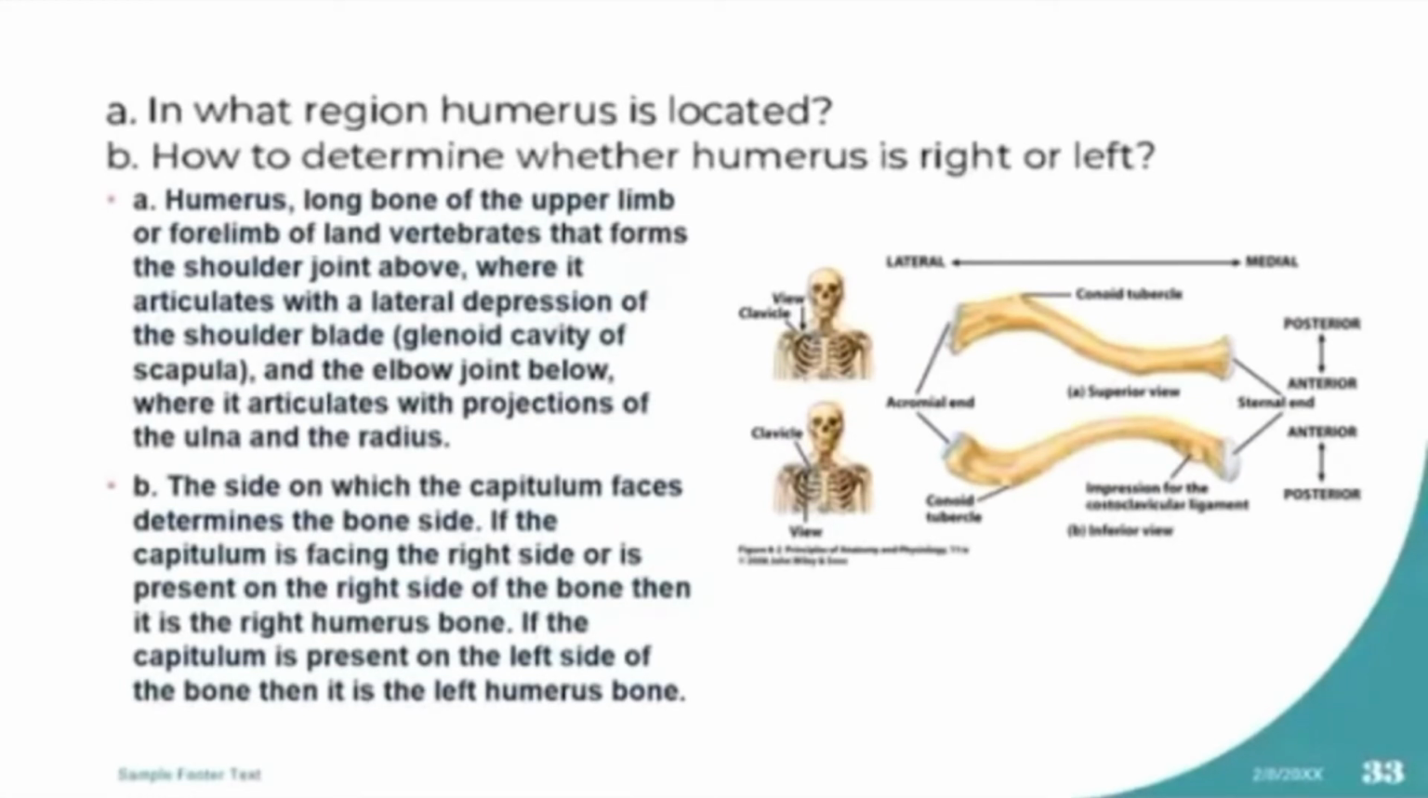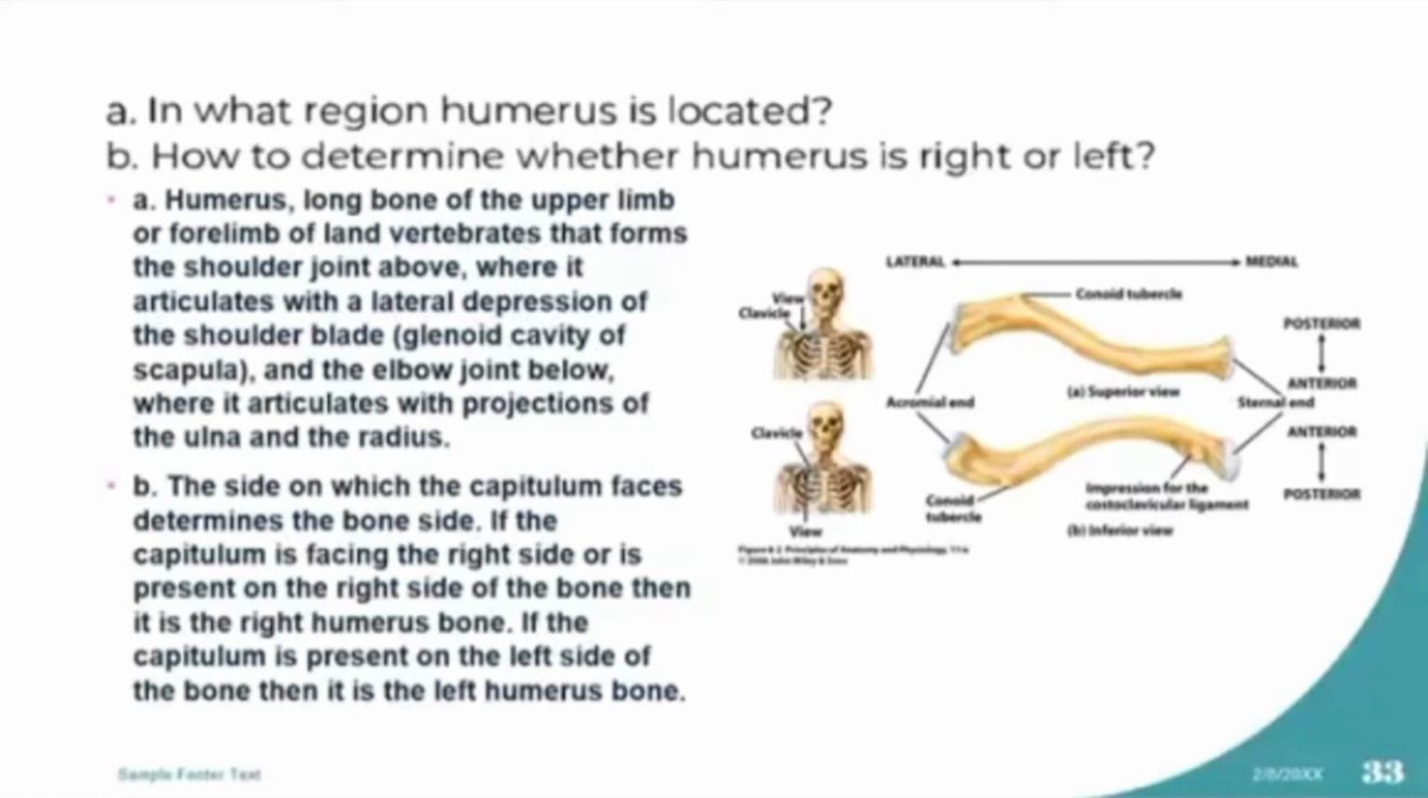So the humerus is a long bone of the upper limb or forelimb of land vertebrates that forms the shoulder joint above, where it articulates with the lateral depression of the shoulder blade, or the glenoid cavity of the scapula, and the elbow joint below, where it articulates with the projections of the ulna and the radius. So to summarize, it is located at the upper limb or forelimb of land vertebrates.